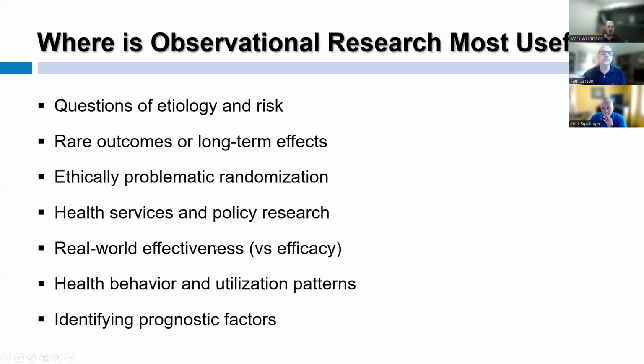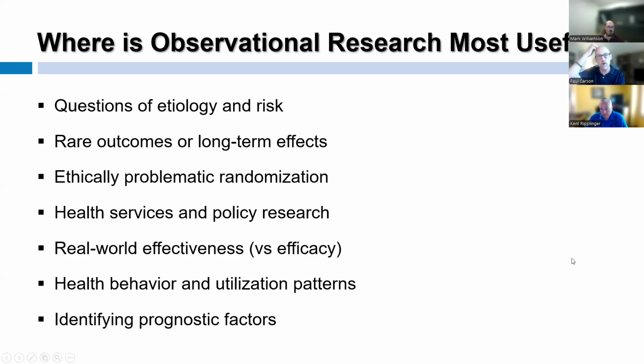Real-world effectiveness. So you may have, for example, in my world, the vaccine trial, which is called an efficacy trial under sort of ideal conditions. Well, how does that really look when you do it in the real world? And how does it play out? Does it look like it has similar safety and efficacy? And that's called effectiveness. So effectiveness trials are often much better done with observational research. Health behavior and utilization patterns and identifying prognostic factors.